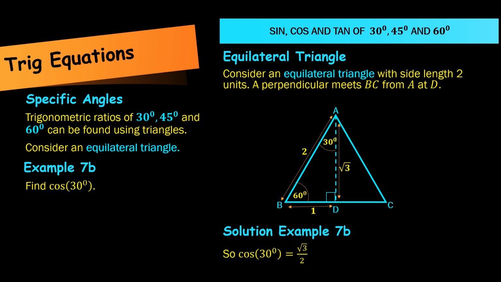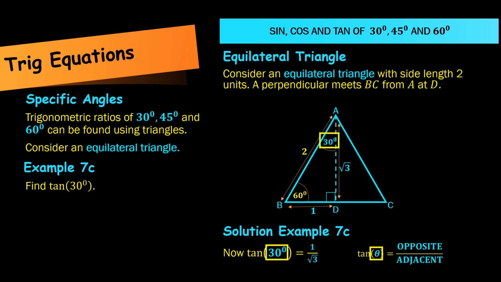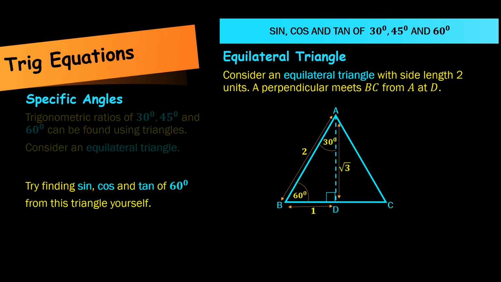Now let's solve part C. We are required to find tan 30 degrees. We can use the formula for tan, opposite over adjacent. So therefore tan 30 degrees equals the length opposite, which is 1, divided by the adjacent, which is root 3. And so tan 30 degrees equals 1 over root 3. Now try finding sine, cos and tan of 60 degrees from this triangle yourself.